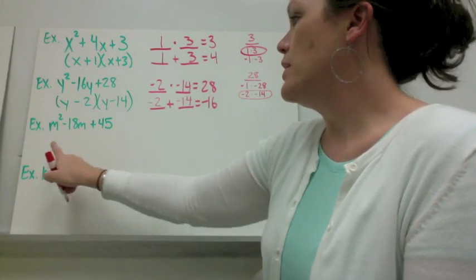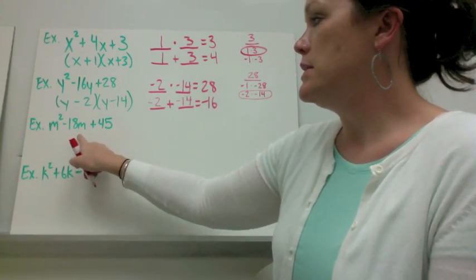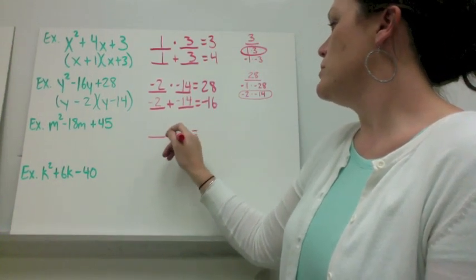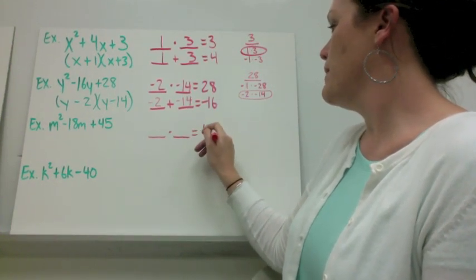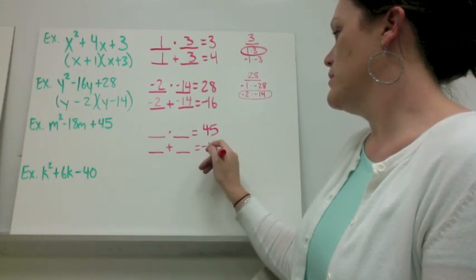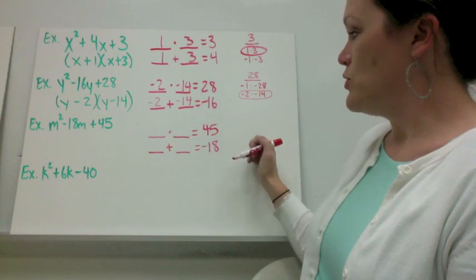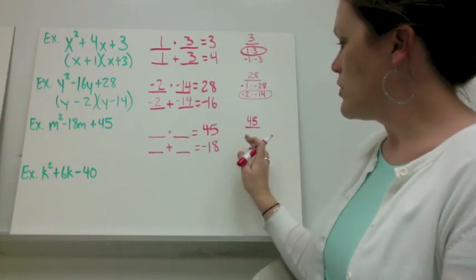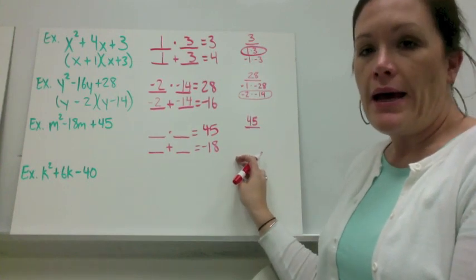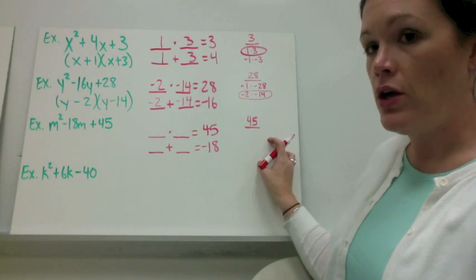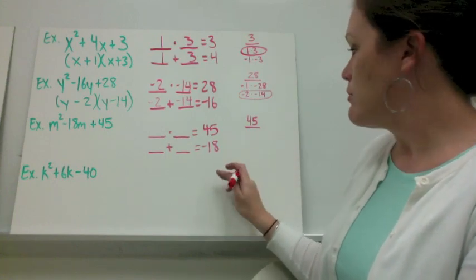So for example 3, we have m squared minus 18m plus 45. So we want to multiply to get 45. We need to add to get negative 18. So similar to example 2, we need to think about 45 and what will multiply to be 45, but we have to add up to get a negative number. So these need to be negative numbers over here, so they add up to be a negative number.